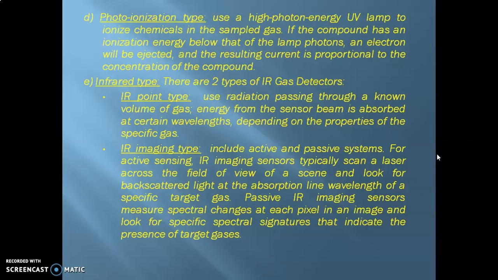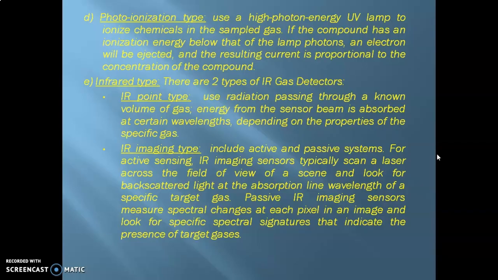Alright, so next let's talk about the IR imaging type of gas detectors. Now, these type of gas detectors include active and passive systems. For the active sensing, the IR imaging sensors typically scan a laser through the field of view of a certain scene and look for backscattered light at the absorption line wavelength of a specific target gas. Basically, what they mean is that the imaging sensors pass a laser across a field of view and look for backscattered light that might be at the absorption line wavelength of the gas that is to be detected.